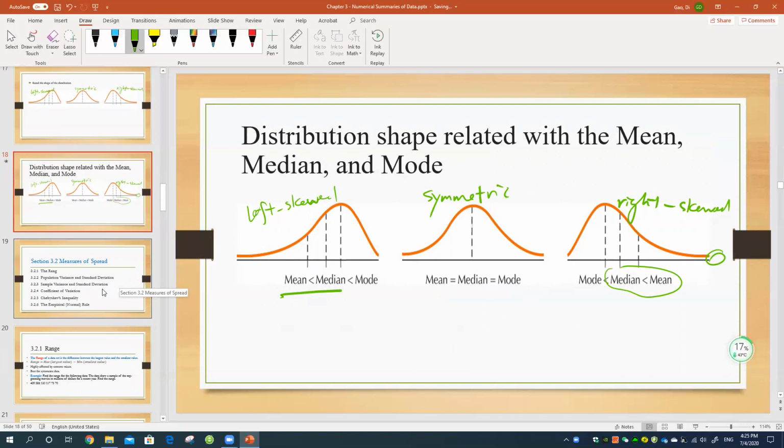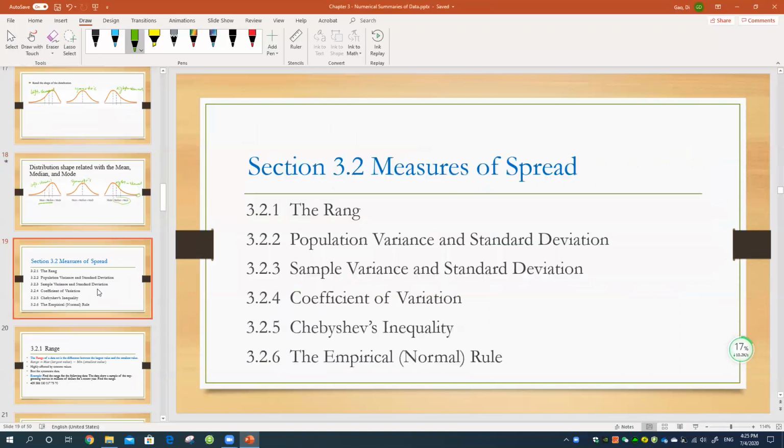Okay, so that's all for section 3.1. And then in the next video lecture, we're going to start from section 3.2, measures of the spread. Thank you.